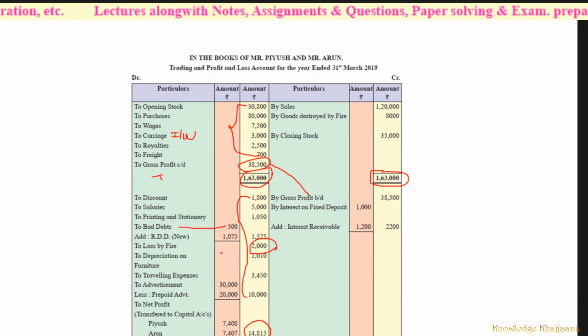14,850. So we have to distribute this net profit. This is called the net profit. So we have to transfer it to the capital account, and we have to distribute it to Piyush and Arun in the ratio of 1:1, same ratio. It will be 7,407 rupees 50 paisa actually, but it is difficult to distribute 50 paisa. So we'll give 1 extra rupee to Piyush and 1 less rupee to Arun. That is 7,408 and 7,407 rupees respectively.